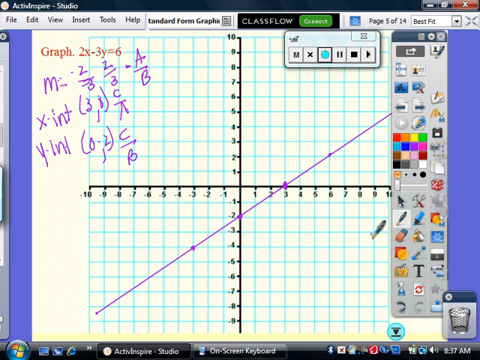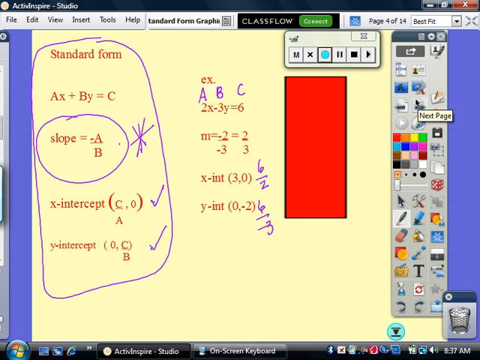Okay, we're going to pick up from yesterday. Remembering these things right here. These are the important things. This is the standard form of the equation of the line. We have to know negative a over b for the slope, and c over a is the x-intercept, and c over b is the y-intercept. And this is the example that we can look at.